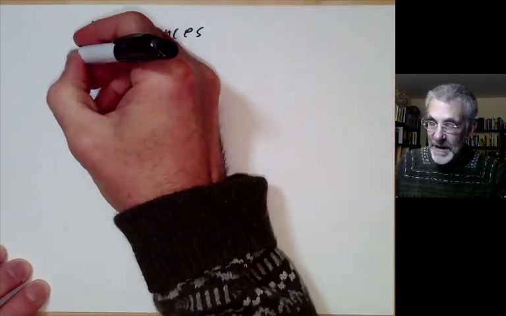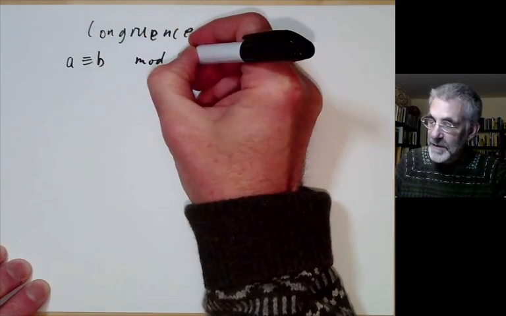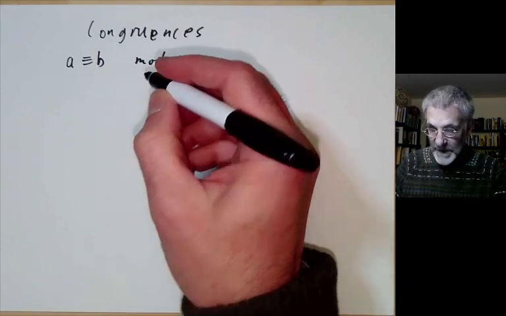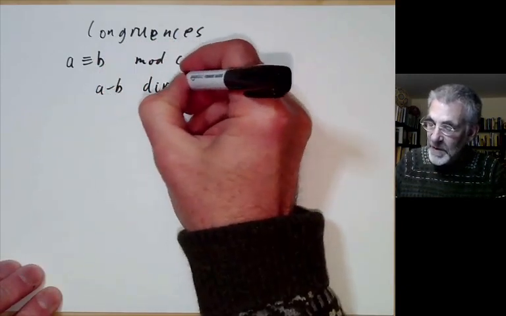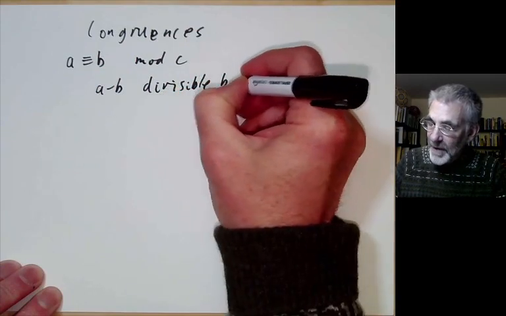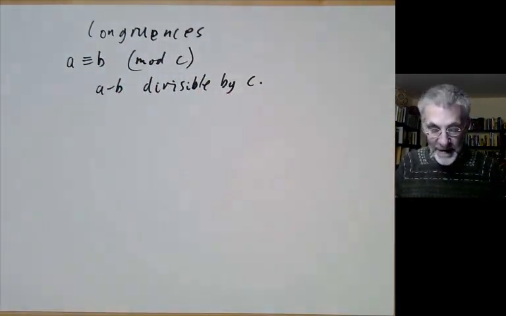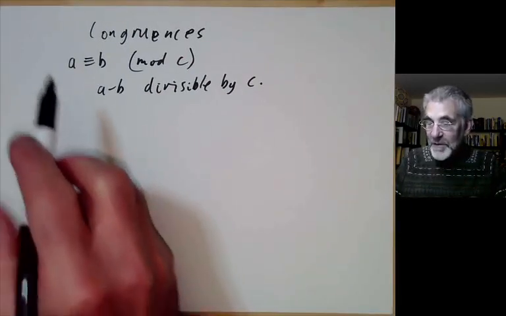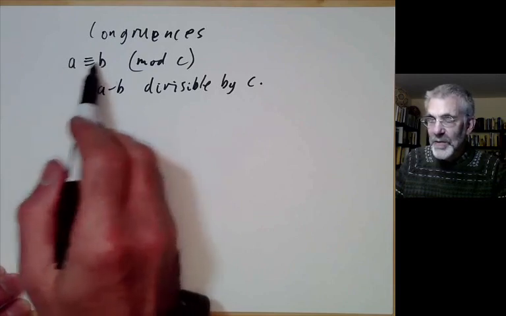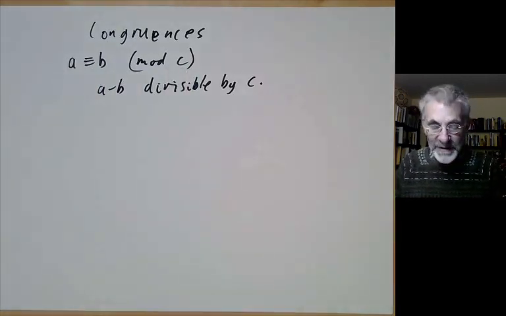So we say A is congruent to B modulo C just to mean A minus B is divisible by C. This notation was introduced by Gauss and turns out to be really useful. You should think of two numbers as being congruent, as being sort of the same in some ways, if you ignore multiples of C.